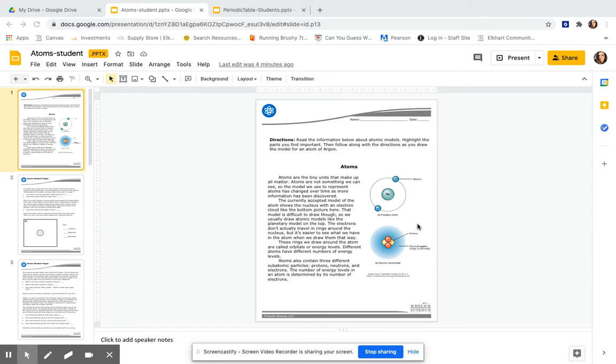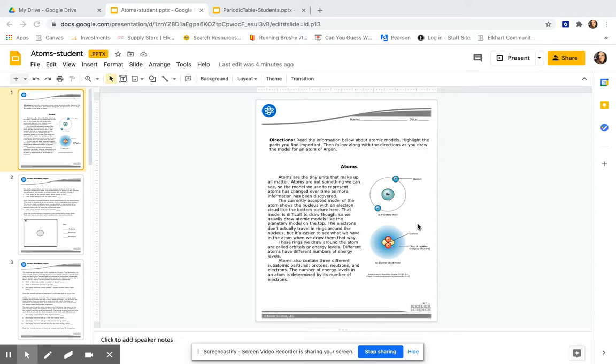The currently accepted model of the atom shows the nucleus with the electron cloud, like the bottom of the picture here. That model is difficult to draw though, so we usually draw atomic models like the planetary model on the top. The electrons don't actually travel in rings around the nucleus, but it is easier to see what we have in the atom when we draw that way.